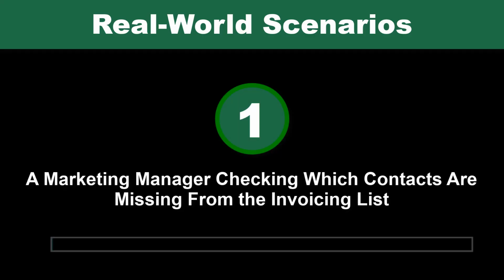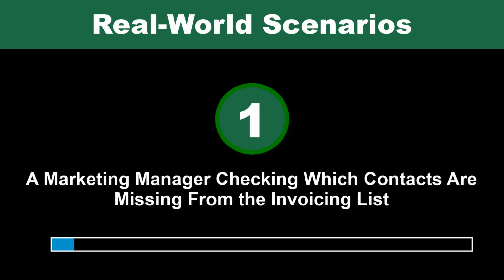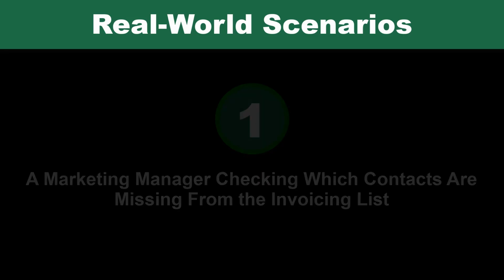A marketing manager checking which contacts are missing from the invoicing list. A marketing manager had 2 Excel lists, her active client list and the invoicing list from finance. She suspected some clients were being missed in billing. But with 300 names across both lists, finding the gaps manually would have taken hours of side-by-side comparison. Compare Lists produced a results sheet in seconds. The List 1 only column revealed exactly which clients were active but not invoiced. She sent the discrepancy report to finance the same morning.